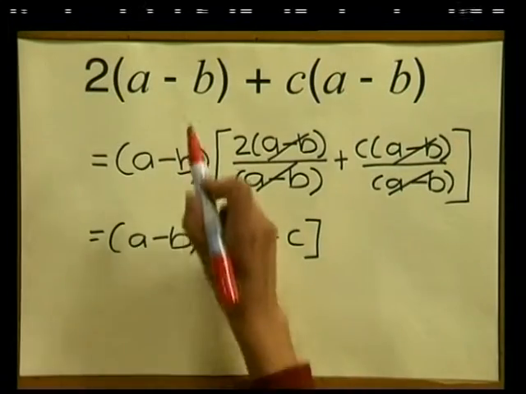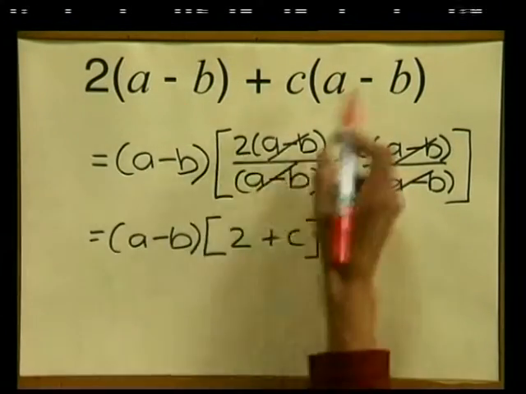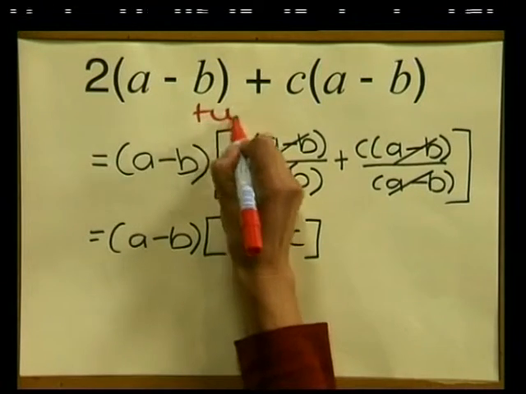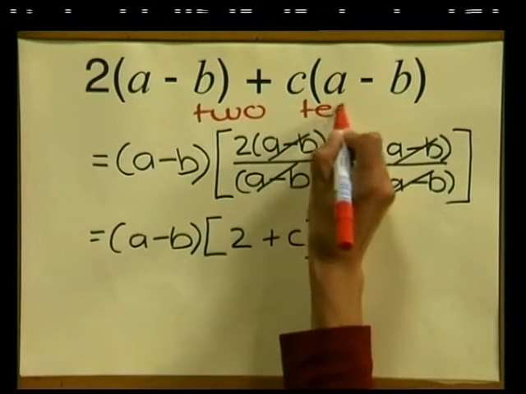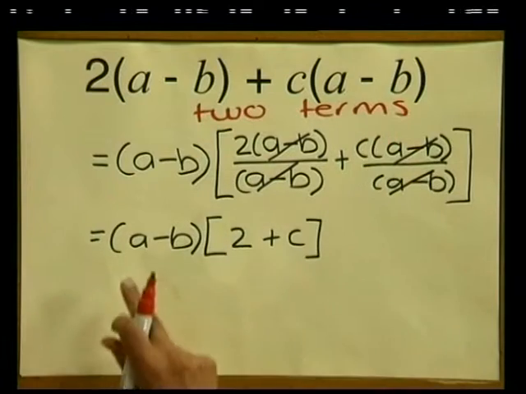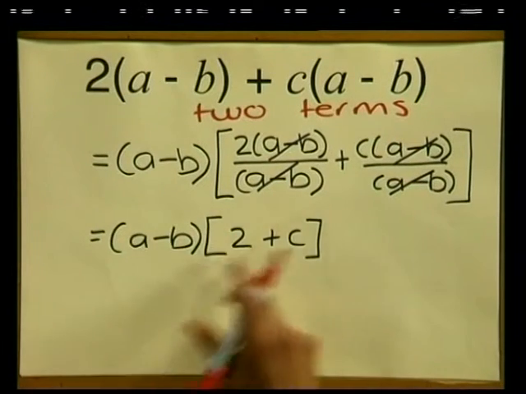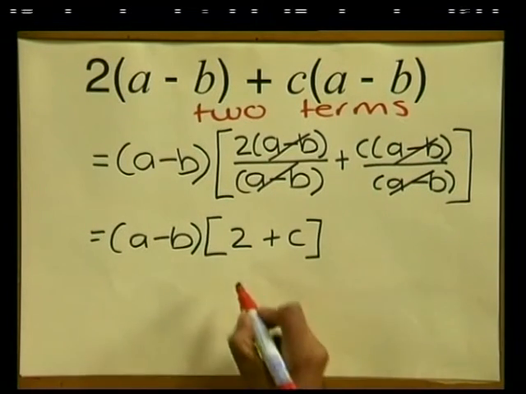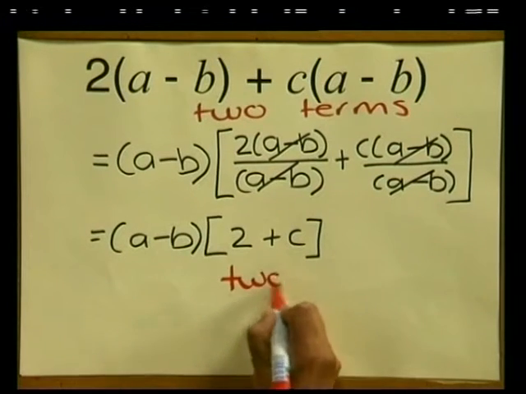Remember that when we factorize using common factors, the number of terms in our original expression must always be the same as the number of terms in our bracket. So our original expression has 2 terms. So let's write that, 2 terms. And if we look at our factorized form in our square bracket, we are left with 2 terms as well. 2 terms.